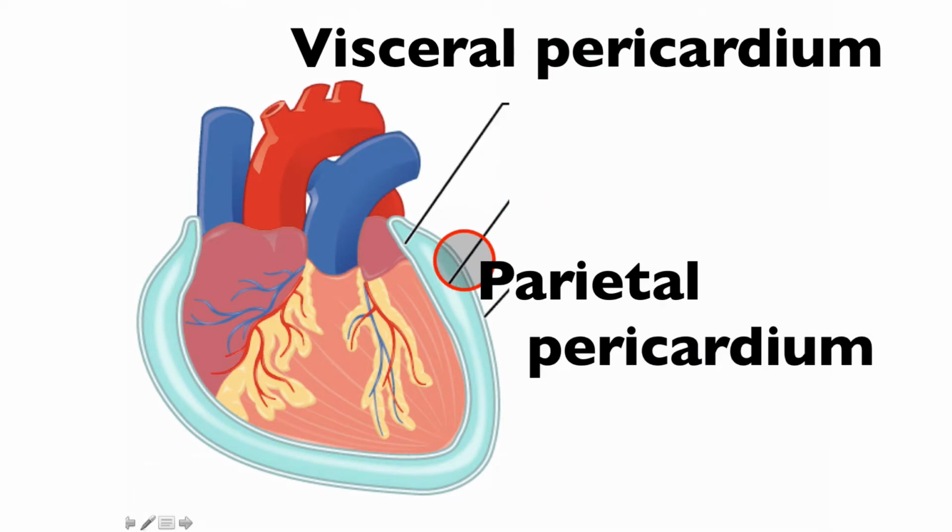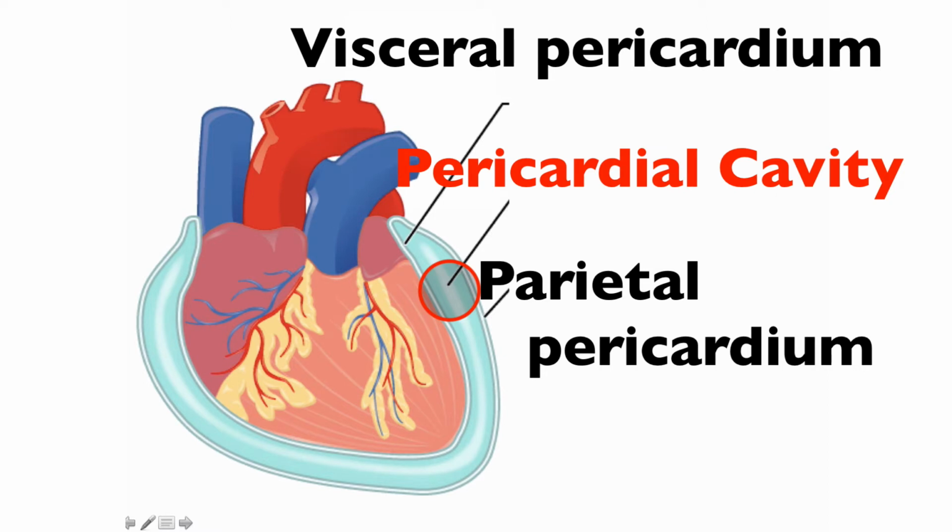In between the two, we find the pericardial cavity. Keep in mind the heart does not reside inside the pericardial cavity. Certainly the pericardial cavity surrounds or encompasses the heart, but the heart is not directly inside of the pericardial cavity. Inside the pericardial cavity is pericardial fluid, which creates the surface tension that causes the visceral and parietal layers to stick together.